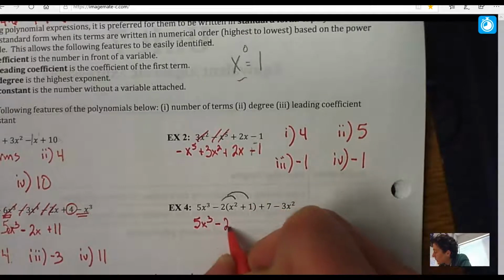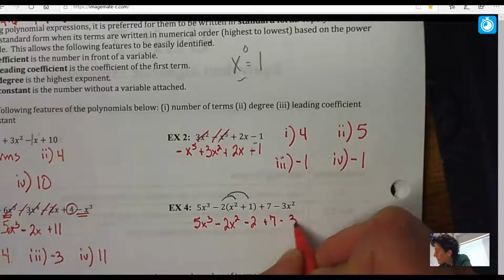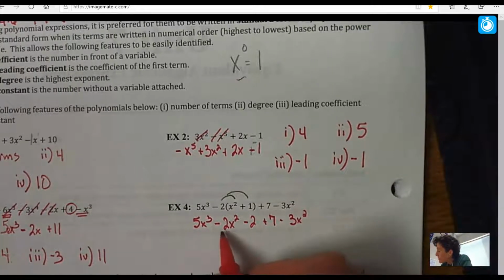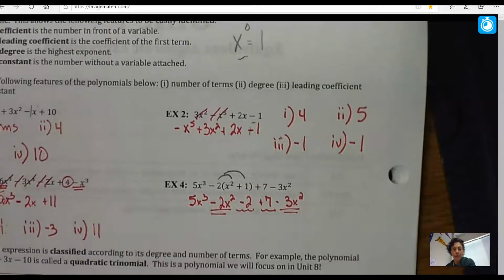So -2x squared minus 2. Then I have the 7 with this. And so noticing real quick, when I do start to simplify it, that I can combine these like terms, and I can combine these like terms. So I'm going to keep that in mind as I do that.